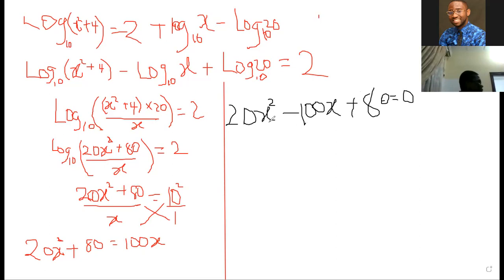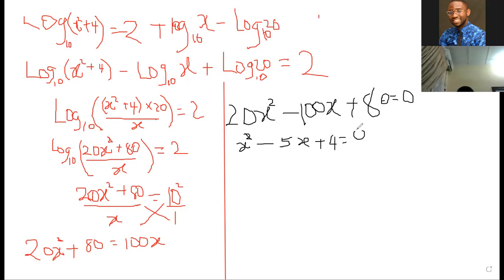Now we have something like this: 20x squared minus 100x plus 80 is equal to 0. Now we can actually divide both sides by 20. Dividing both sides by 20, we'll be having x squared minus 100 divided by 20 is 5x, plus 80 divided by 20 should give us 4, and that is equal to 0.